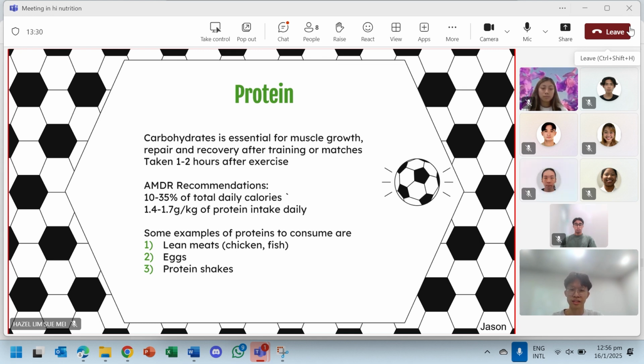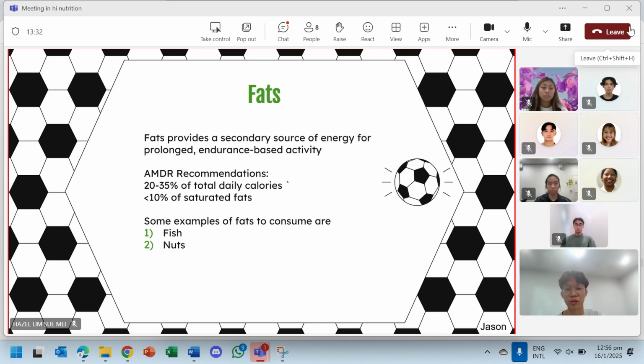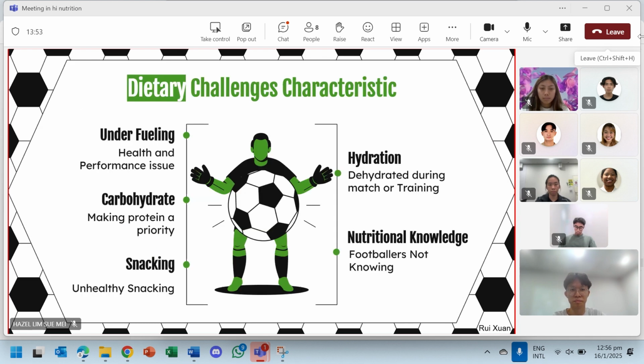Okay, so lastly we have fats. Fats provide a secondary source of energy for prolonged endurance-based activity, in this case a 90 minutes football match. So AMDR recommendations will be 20 to 35% of total daily calorie intake and below 10% of saturated fats. So some examples of fats to consume will be fish and nuts.